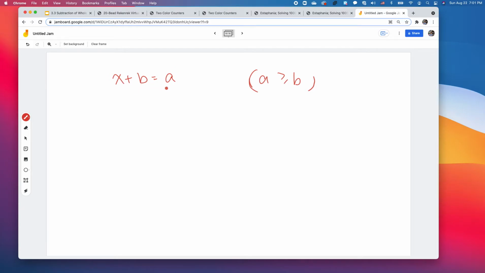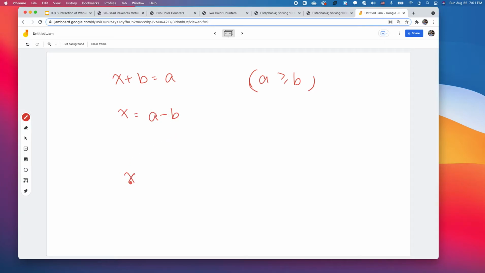Why do I say equal to? If x is 0, b and a have to be equal, or else you need to have smaller numbers of the addends to make the bigger sum, right? So we know that this is true. How do we find the x? X is a minus b.